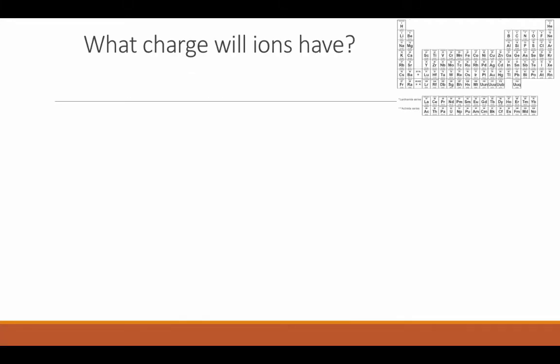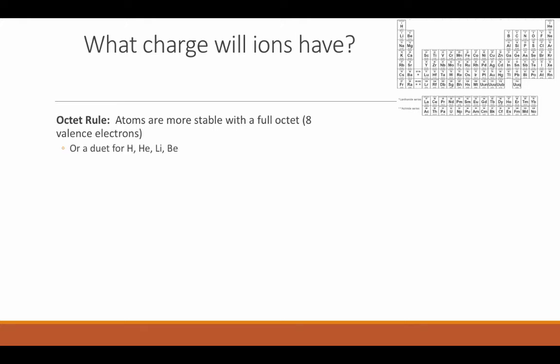We can predict what charge an ion will have based on its position on the periodic table. Again, the octet rule tells us that atoms are most stable when they have a full octet of 8 valence electrons, or in the case of hydrogen, helium, lithium, and beryllium, a duet, meaning 2 electrons. Generally speaking, ions will form so that the electron configuration will match that of the nearest noble gas.